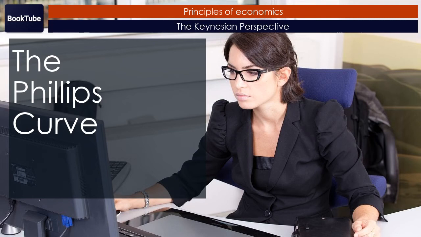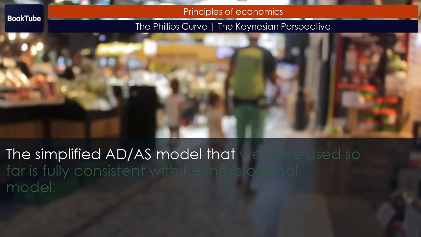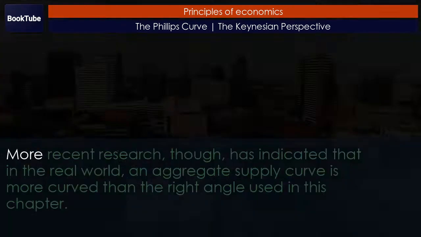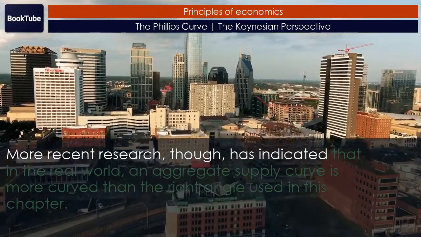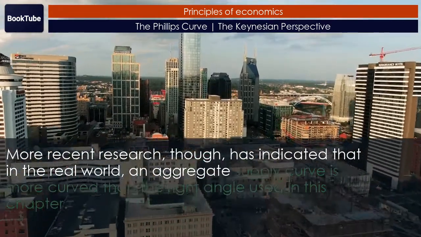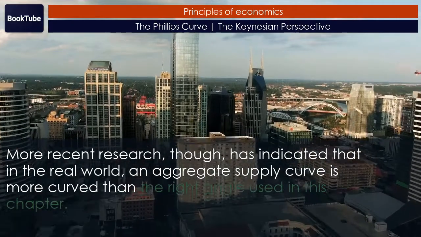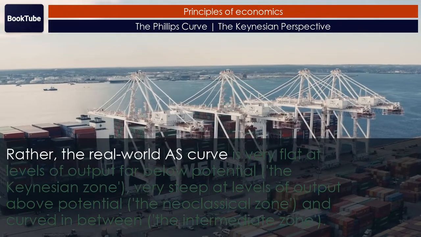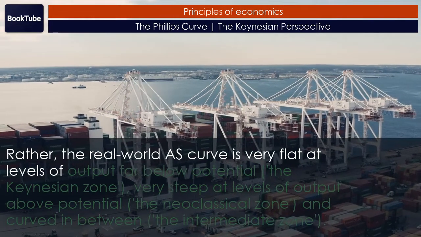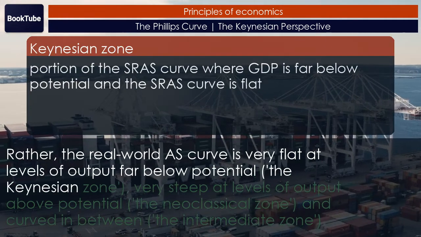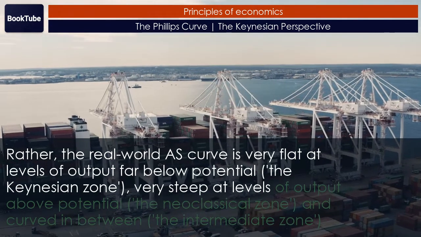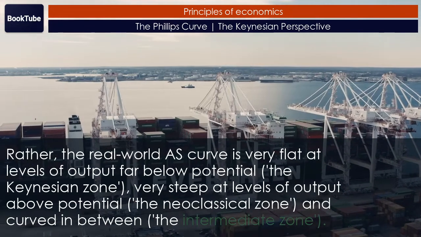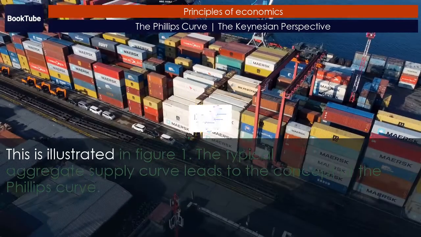The Phillips curve, the simplified AD/AS model that we have used so far, is fully consistent with Keynes's original model. More recent research, though, has indicated that in the real world, an aggregate supply curve is more curved than the right angle used in this chapter. Rather, the real-world AS curve is very flat at levels of output far below potential, the Keynesian zone; very steep at levels of output above potential, the neoclassical zone; and curved in between, the intermediate zone. This is illustrated in Figure 1.